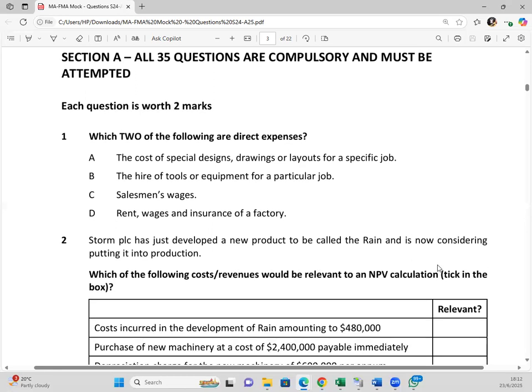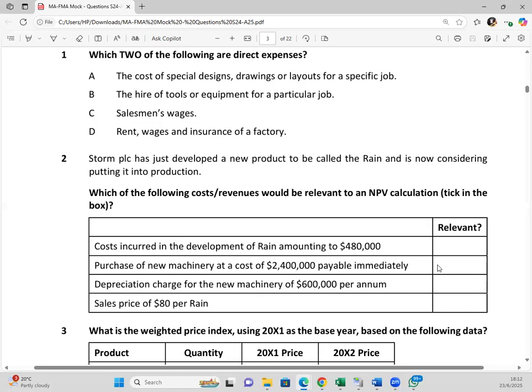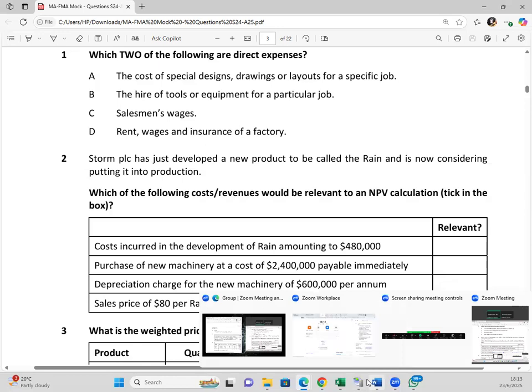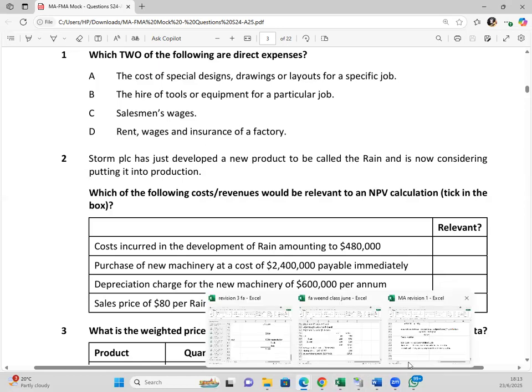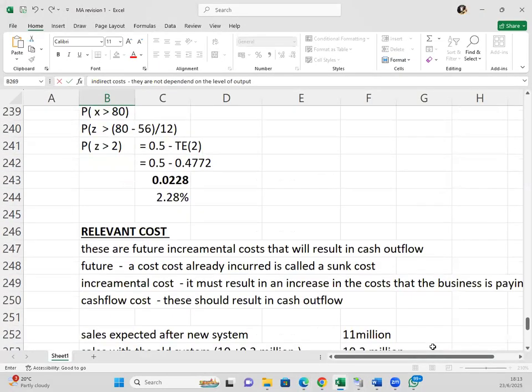Now, let's move on. Storm Private Limited Company has just developed a new product to be called the Rain and is now considering putting it into production. Which of the following costs or revenues would be relevant to a net present value calculation? Tick the box. Remember, in the last session, I did discuss with you the relevant costs. I'm not going to start the discussion all over again, but maybe if you're lucky, we can just go and figure out what we said.